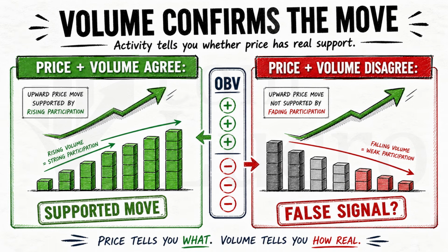Then we have volume indicators, which are essential for confirming what price is telling you. Volume shows how much real activity is behind a move. On-balance volume, or OBV, for example, tracks whether volume is building or fading as price advances. When volume agrees with price, the move has support. When it doesn't, you have probably found a false signal before it cost you anything.